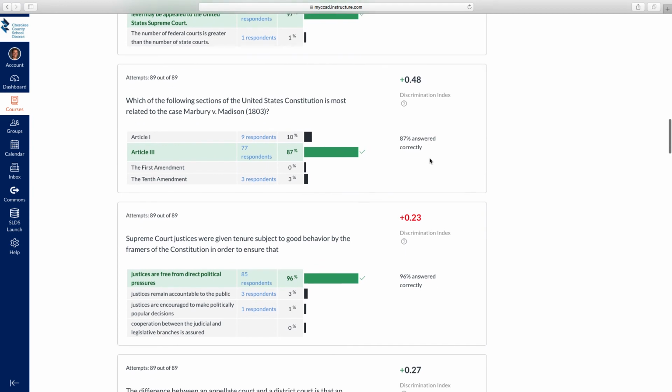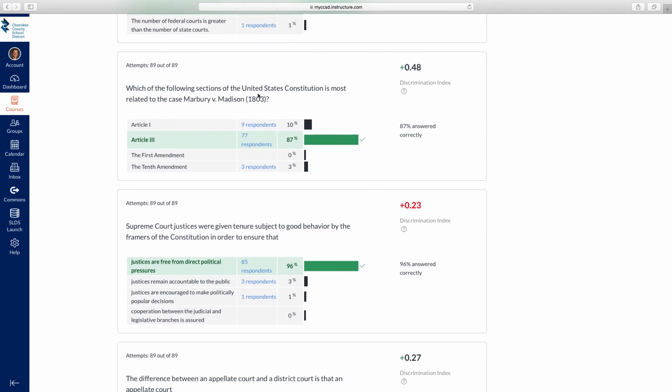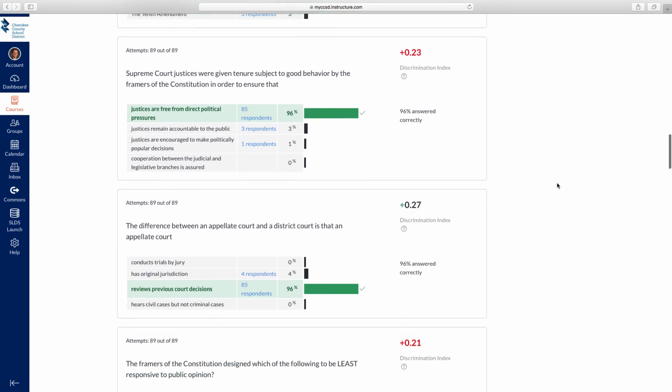Which of the following sections of the United States Constitution is most related to Marbury versus Madison? Article 3. Why? Because that creates the Supreme Court and the federal courts. What is their main power? Judicial review. Okay, there you go. Article 1, no, that's Congress. Reapportionment has nothing to do with the Supreme Court exercising judicial review. 10th Amendment, that's states having their reserved powers, that sets up federalism, and has nothing to do with Marbury versus Madison. Okay, Article 3.